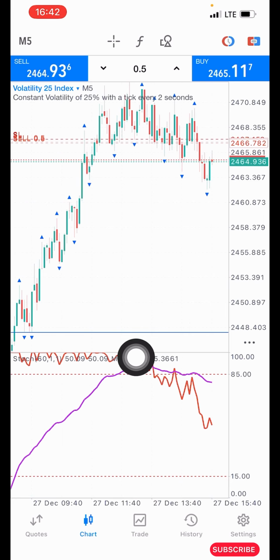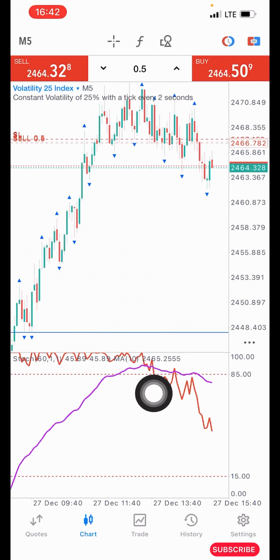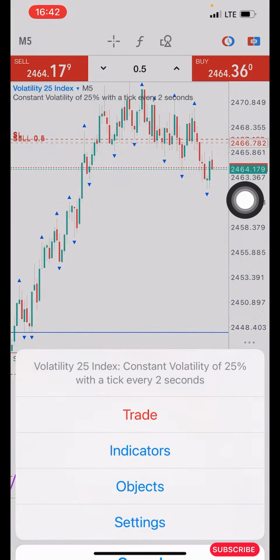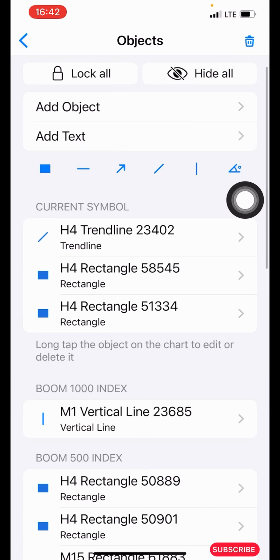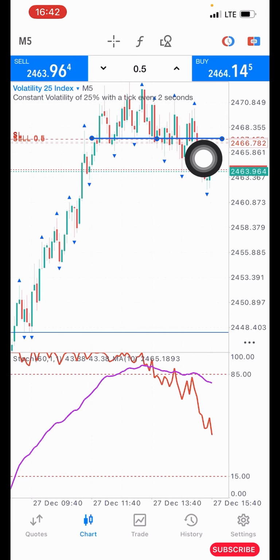Okay, so first of all, let me go again. You wait for this purple line to get to the overbought level, which is our 85 level here, and then next what you have to do again is to wait for the red line here to cross below the purple line. All right, so once you see the crossing, you are going to wait for price to break below the most recent structure, which is around this area here.